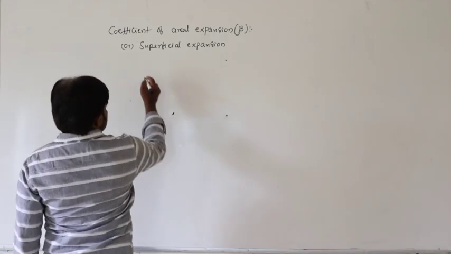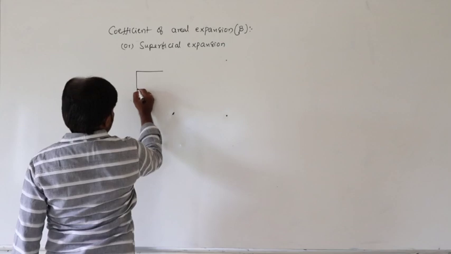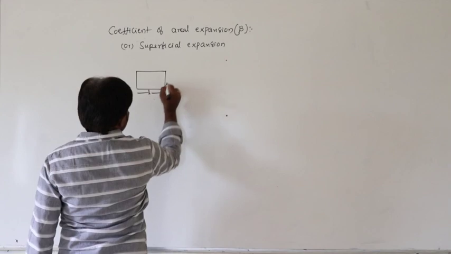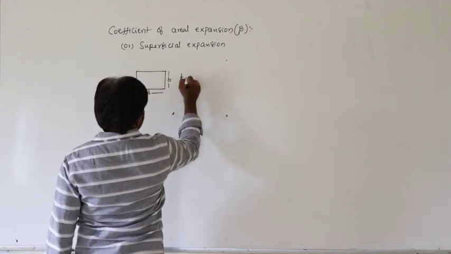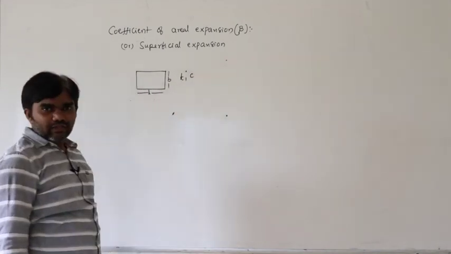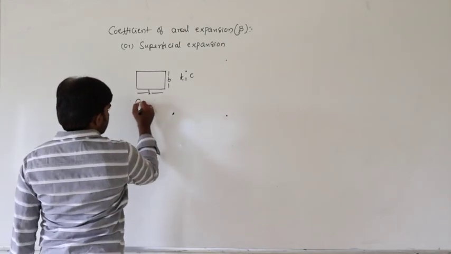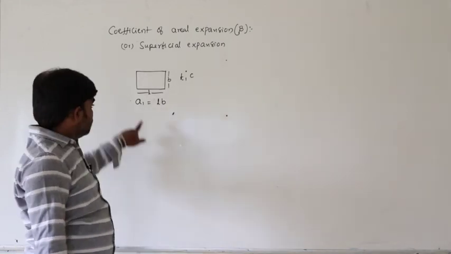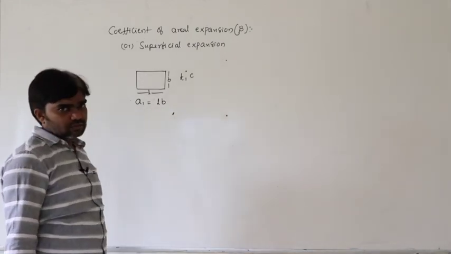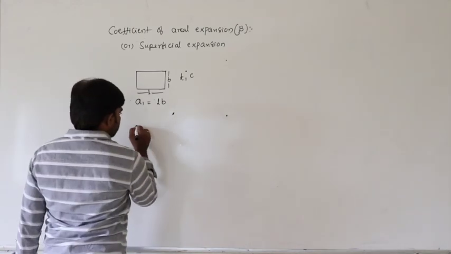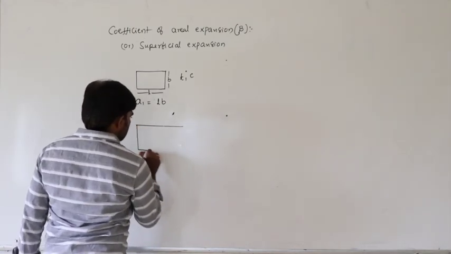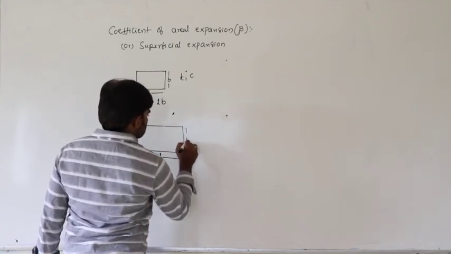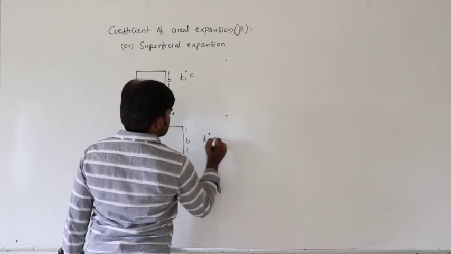So how can we define this? See here, let us say it is one rectangular sheet having length L and breadth B. Its temperature is initially T1 degree Celsius. Let us say its area A1 is equal to length into breadth. For example, if the temperature increases, definitely the length and breadth also increase. So it is T2 degree Celsius.